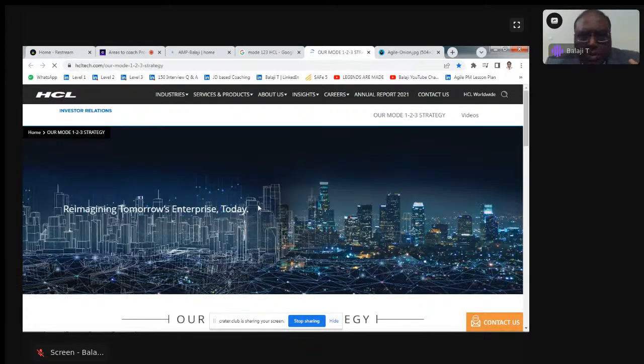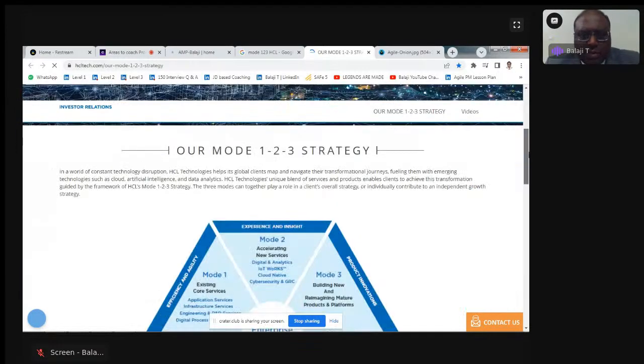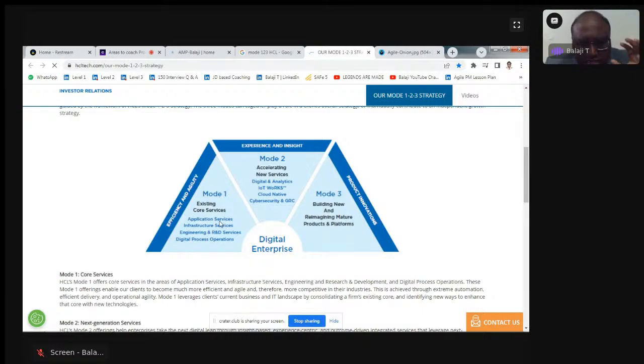because if you go to certification people, they will again and again say strategy, strategy, strategy. That's okay. Can you tell me a real-time example? Yes, here you have the real-time example. Mode 1 means funding existing core services. Mode 2 means accelerating new services. Mode 3 means building new and reimagining mature products and platforms.